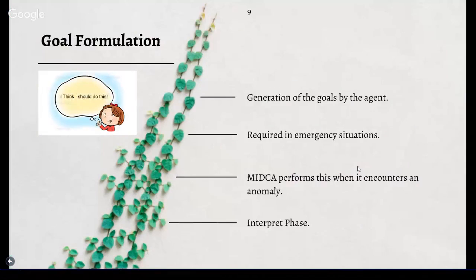One more important operation happening in MIDCA is goal formulation. MIDCA is able to formulate its own goals whenever it encounters an anomaly. This happens in the interpret phase of MIDCA. Whenever a block is set on fire or something, MIDCA generates its own goal of putting off the fire, and then it gives it the highest priority.